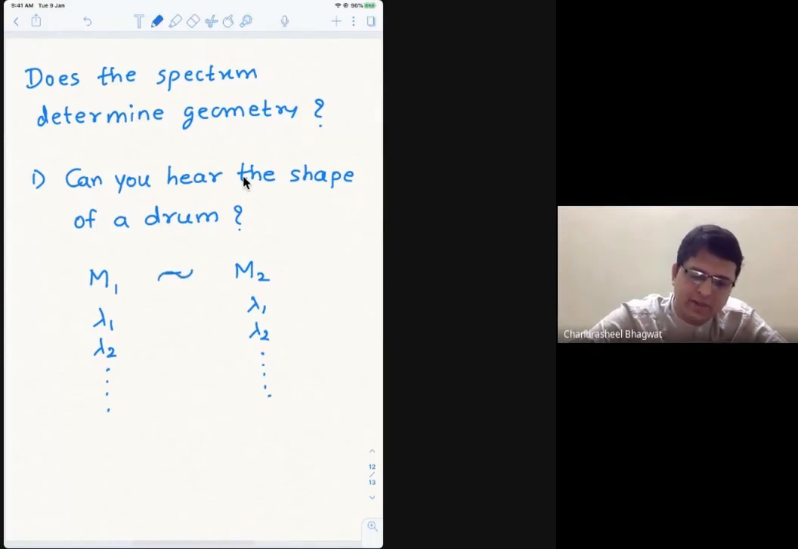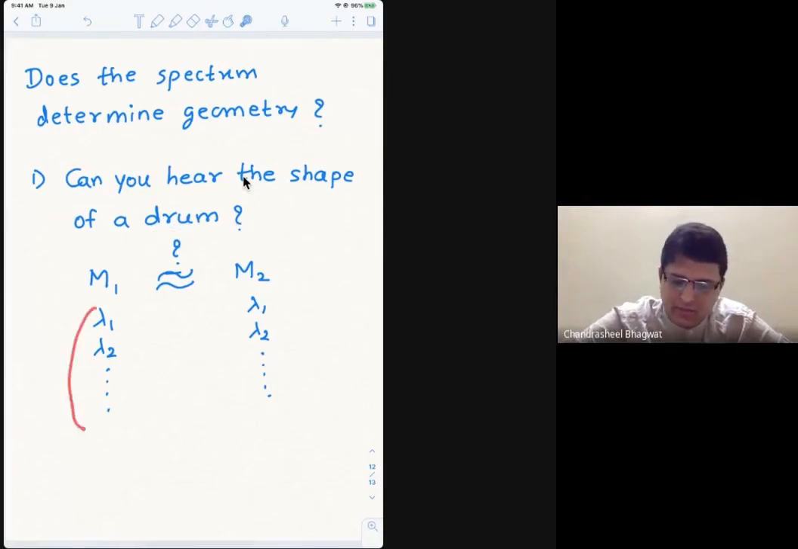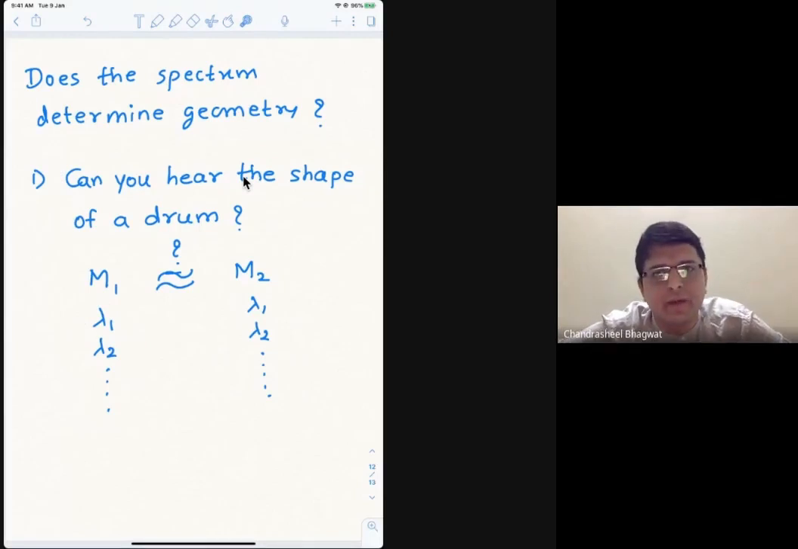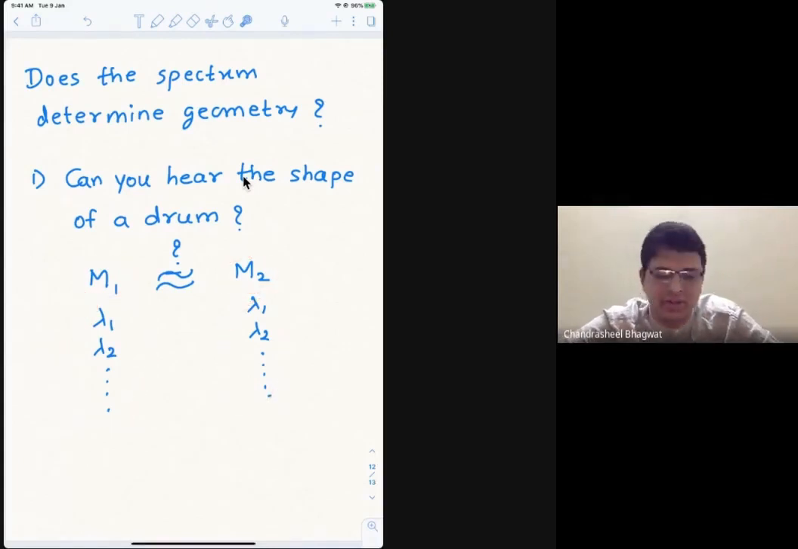We can ask the question in many ways. The first question which I asked is: can you hear the shape of a drum? This means that these numbers in some sense represent the sound made by a drum, and you have two drums to start with. They make the same sound. The question is, can you say that the geometry of these two drums is the same? This question became one of the very famous papers in the 1960s, I think.